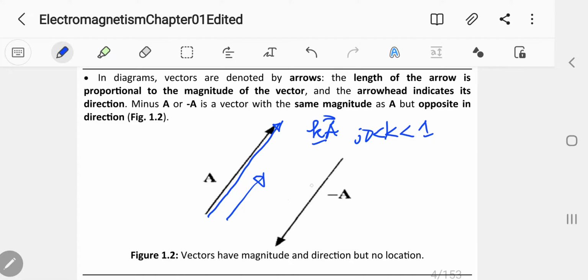This one is also a vector, but as you can see, the direction is exactly opposite to A. It has the same magnitude, but the direction is opposite. So you have A, and the other one is negative A.